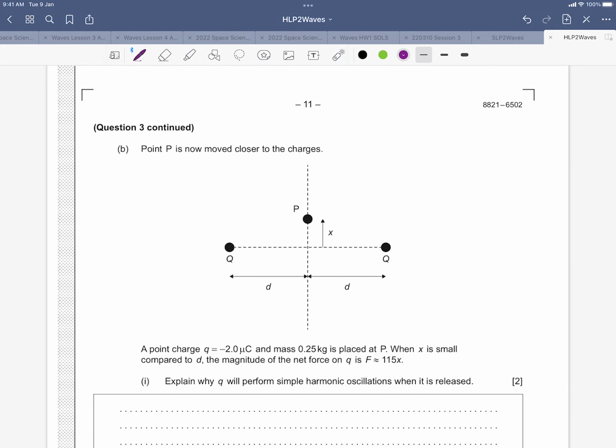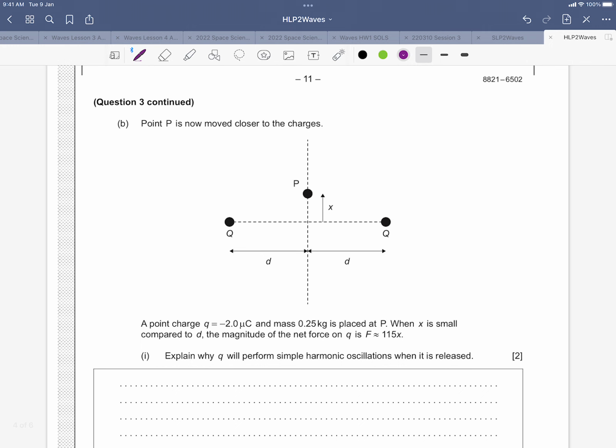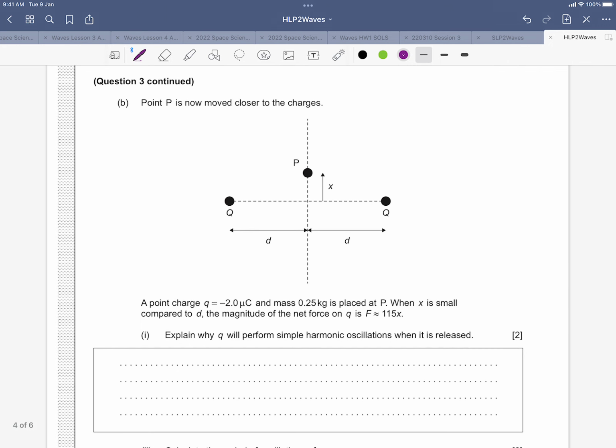Okay, so now we're moving on to question 3, and the first part of this question was just an electric field question. So we're just going to move on to question B, which is a simple harmonic motion question. And so what they've done here, they have these two charges, Q. So I think they were two positive charges, Q. And then you have a little tiny charge, Q, which is negative 2 microcoulombs, which is now placed here. So that's going to be attracted to both of these positive charges. So it has a net electric force pointing straight down.